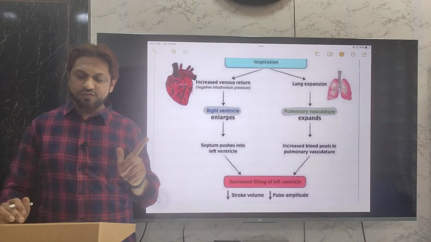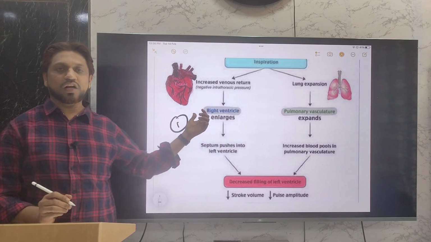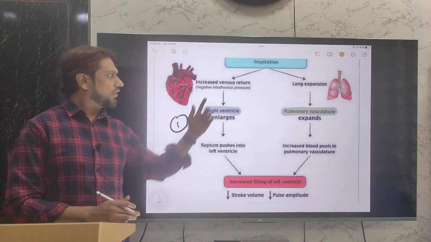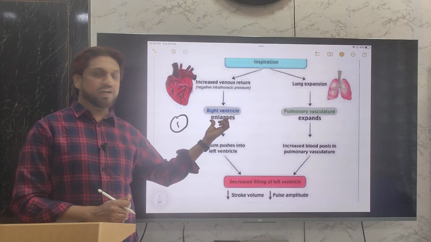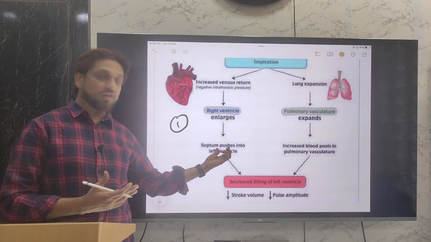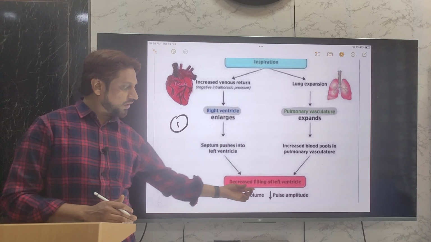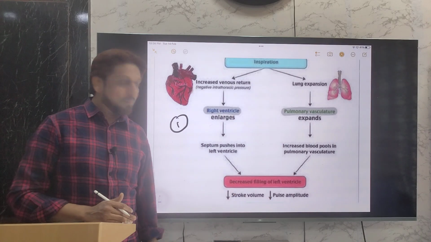There are two mechanisms. This is mechanism number one, which I have just described. During inspiration, because of the negative intrathoracic pressure, there is increased venous return. This increased venous return causes the right ventricle to enlarge. The right ventricle pushes the ventricular septum to the left ventricle, and this causes decreased filling of the left ventricle, which leads to decreased stroke volume and pulse amplitude.